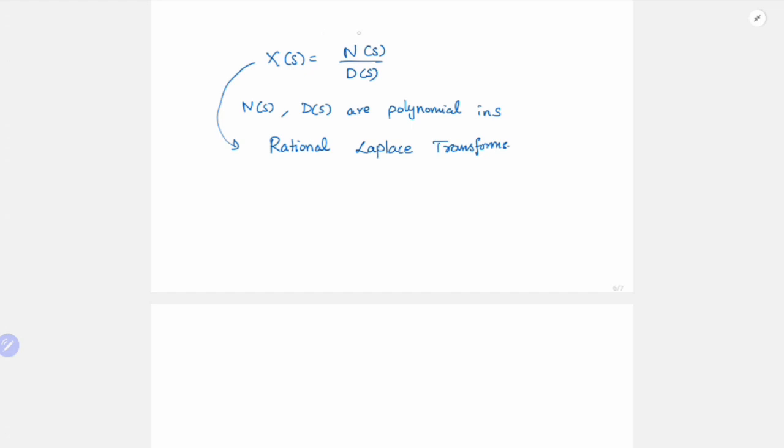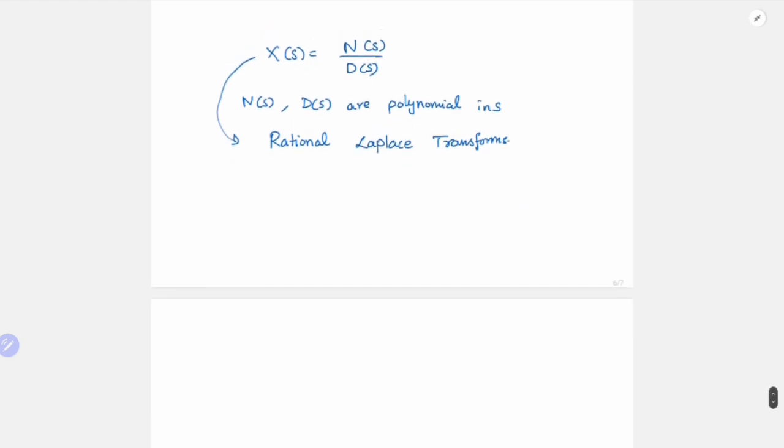So mostly we'll be considering only these. Why? Because our focus is on linear time invariant systems, and mainly they can be represented by linear constant coefficient differential equations. And usually when you take the Laplace transform of a differential equation, they come in this rational form. So it is important for us to analyze this class of signals. So we'll mainly focus on these.